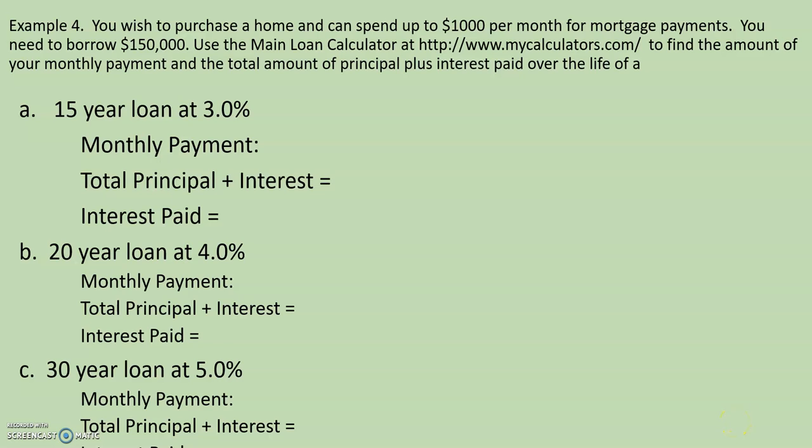Example 4, you wish to purchase a home and can spend $1,000 per month. You need to borrow $150,000. Use the loan calculator to find the amount of monthly payment and the total amount of principal plus interest paid over the life of a 15-year loan at 3%, a 20-year loan at 4%, and a 30-year loan at 5%. Pause the video and make these calculations.